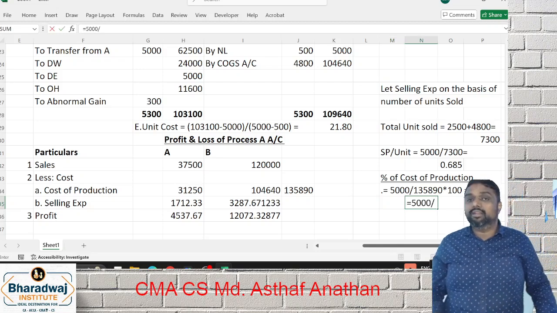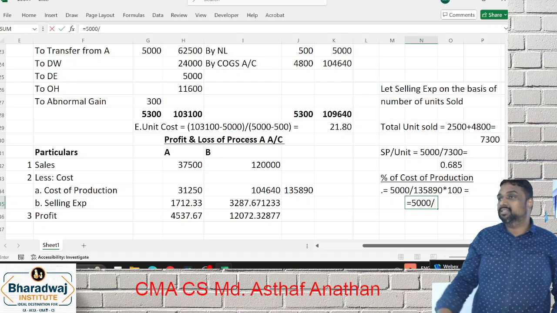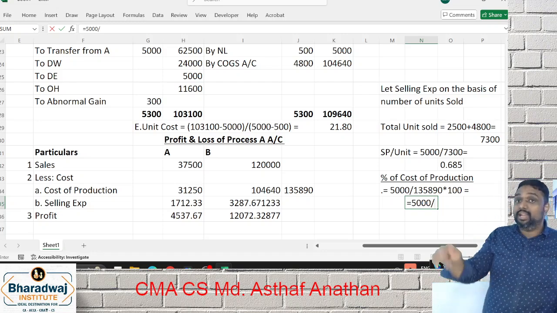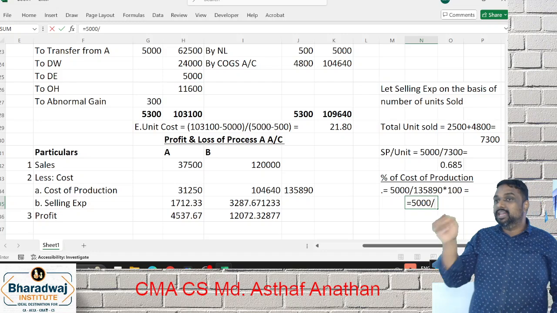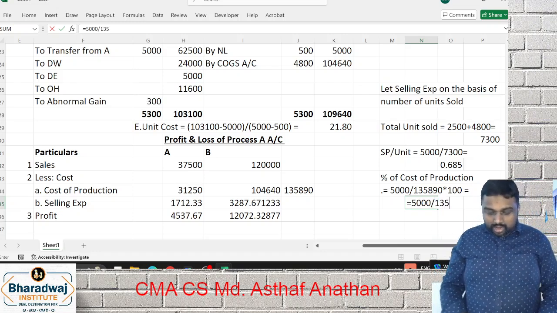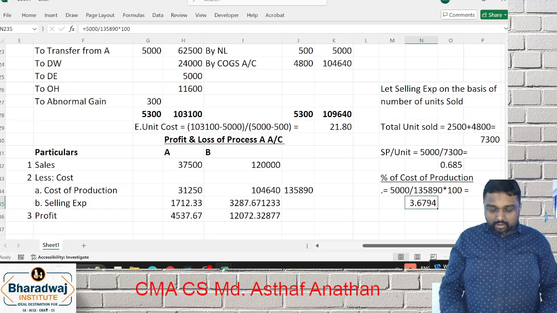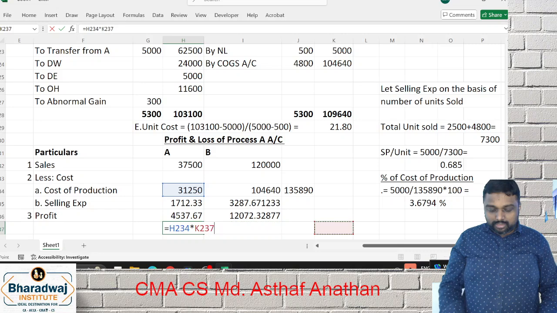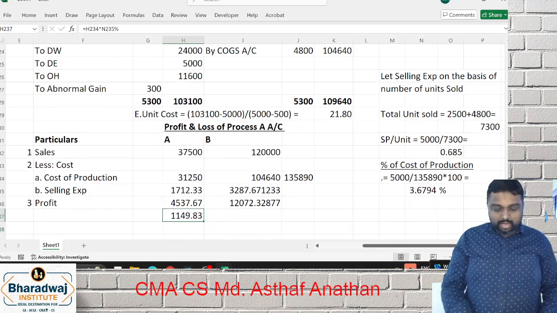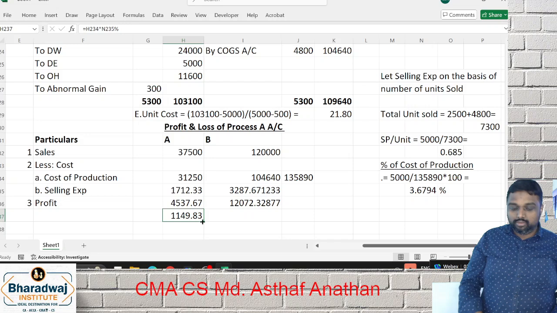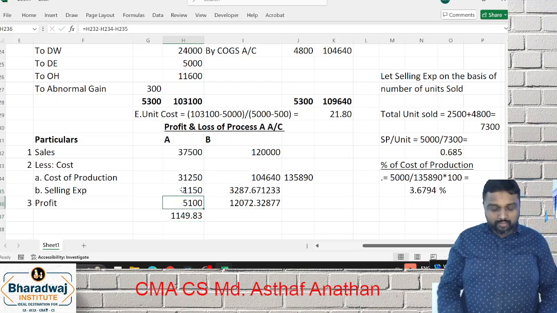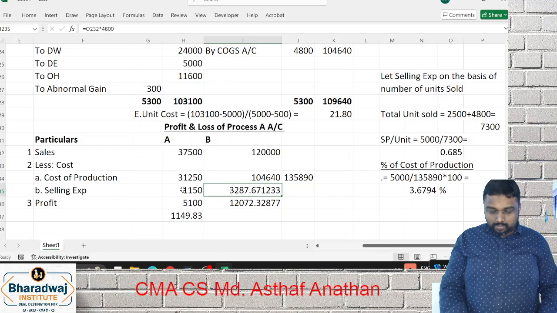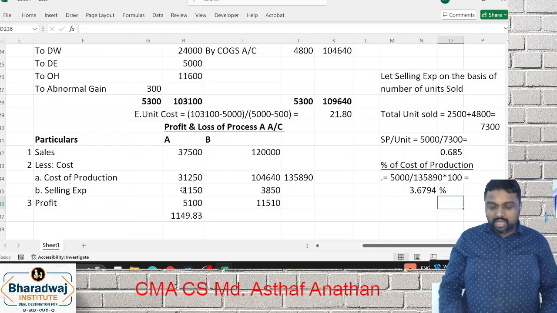Why do we do these two methods? Because the question is silent. For overhead, they said percentage of weights, but for selling expense they are silent. So 5,000 divided by 1,35,890 into 100. This is the way. So it will change slightly. If you do this percentage, you are getting 1149. This you can round off to 1150. Here, into this percentage, you will get 3850. So this is the alternative method.